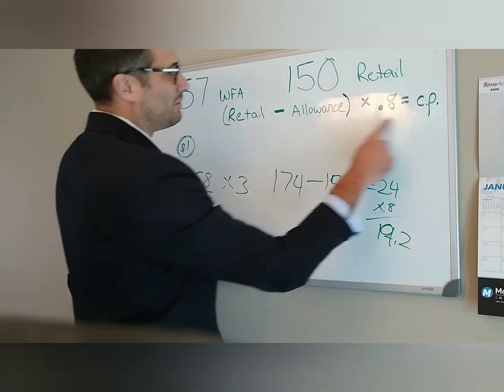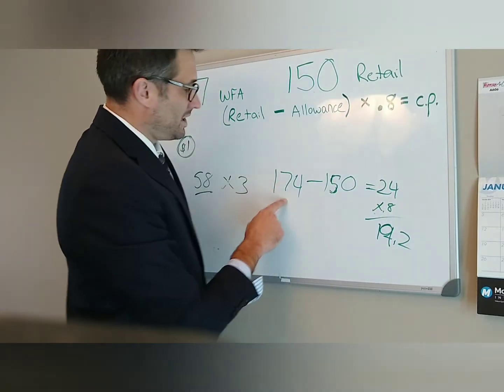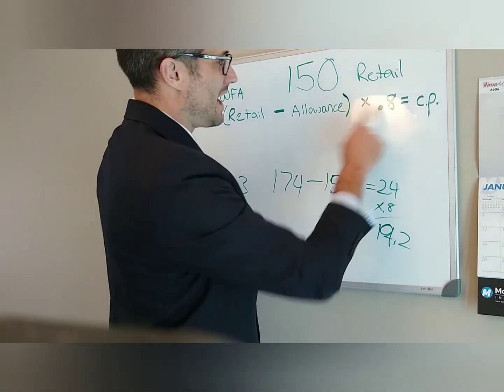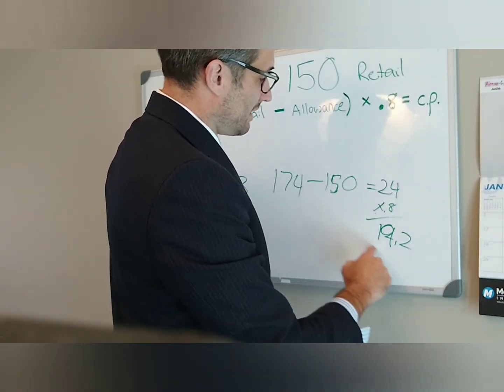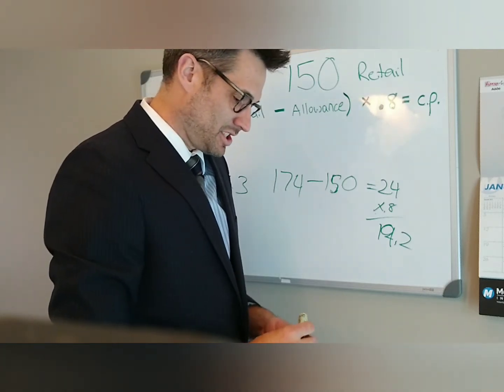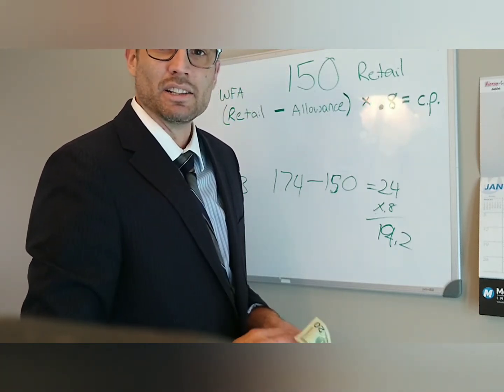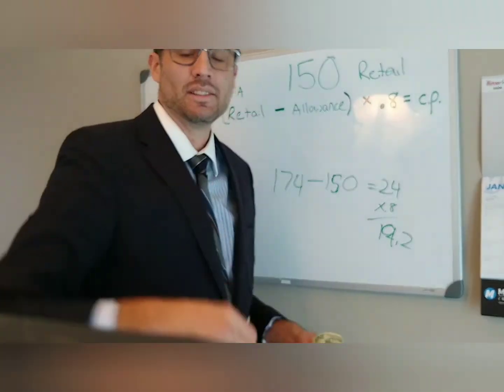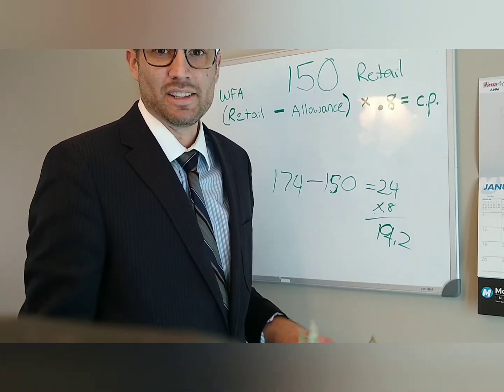Now we have to plug in our little formula. 174 minus the allowance of 150 equals $24 times the 0.8. It comes out to about 19.2, which is pretty darn close. You just turned a $1 bill into a $20 bill. And it wasn't magic, it was just math.